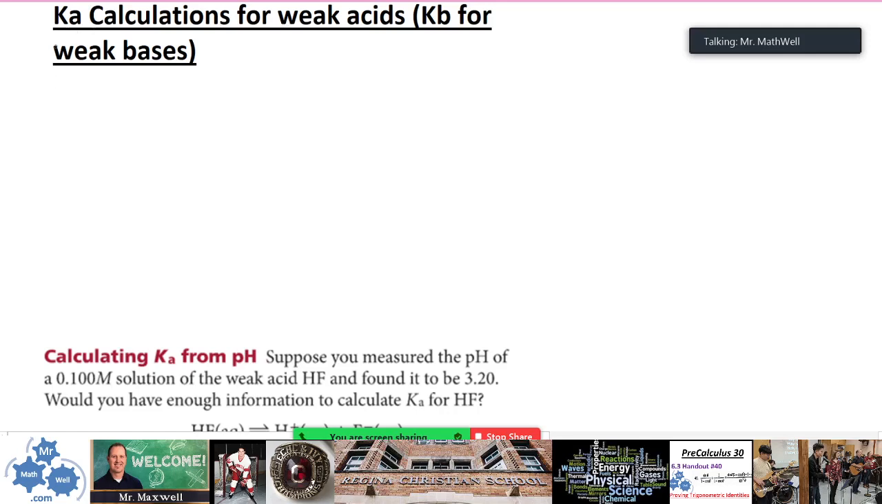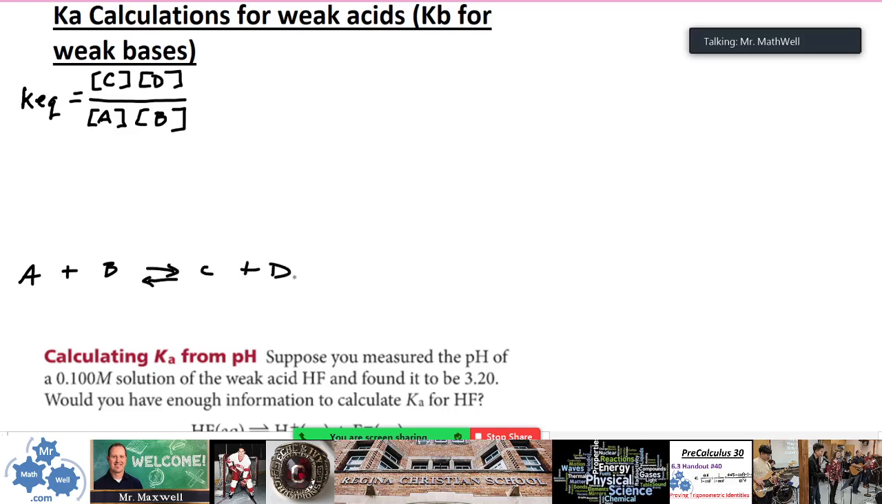So let me just remind you here, and this would probably be a good remembrance. It's a bit of a summary. The KEQ would be the concentration of the products, C and D, divided by the concentration of the reactants, let's say that's A times B. And that's of course for A plus B coming into equilibrium with C plus D. So you guys remember that, right? The KEQ, that's how the equilibrium constant is set up.